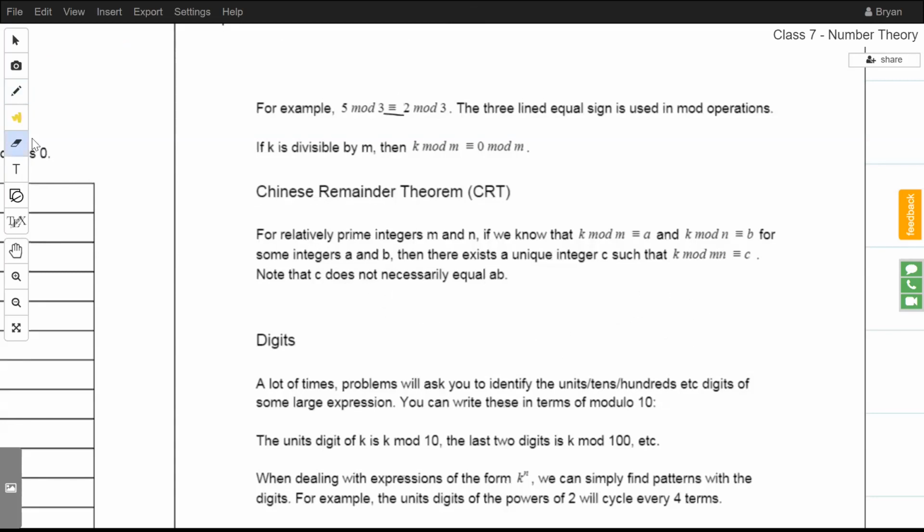But basically, for example, let's say we have a number that is 5 mod 7, and let's say it's 8 mod 11. And basically that means that when you divide by 7, you get 5. When you divide by 11, you get 8. And so what is the remainder when it's divided by 77?